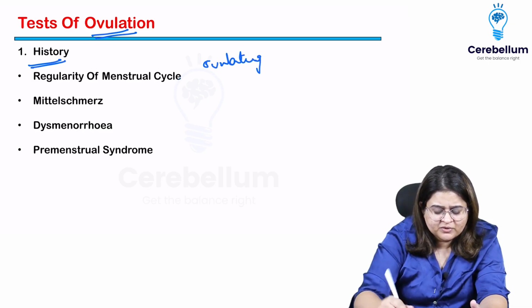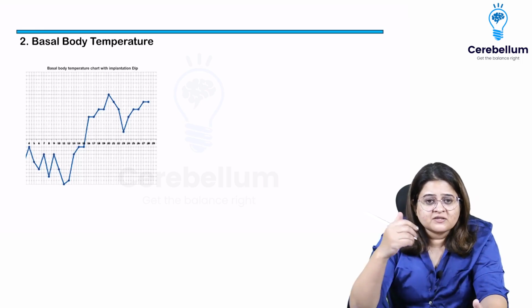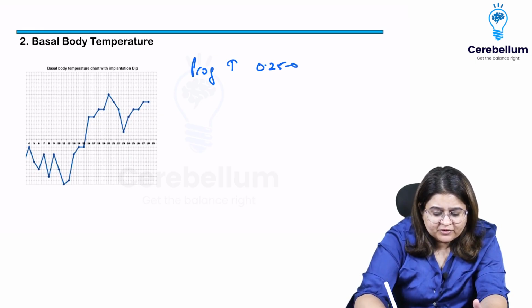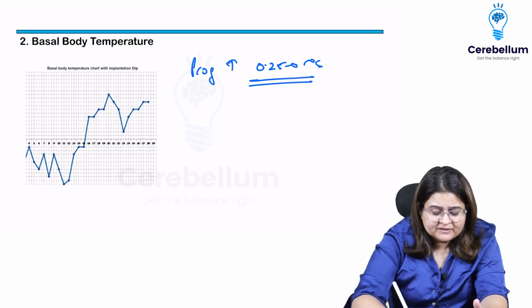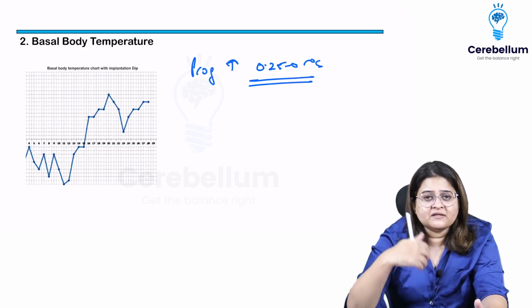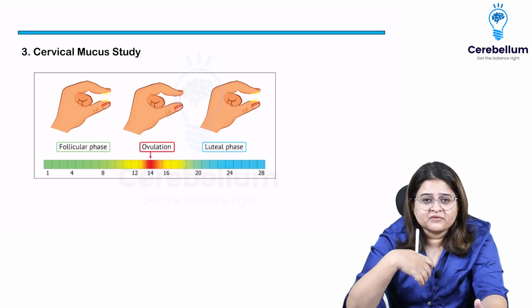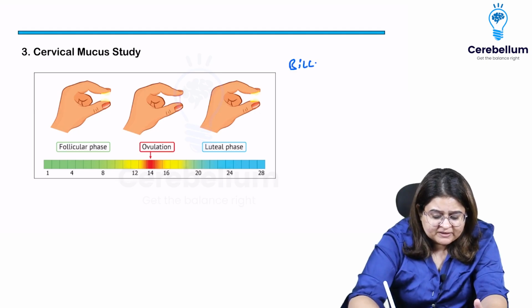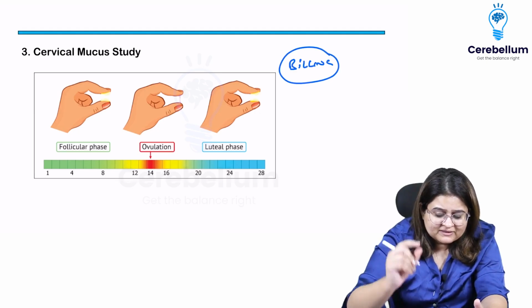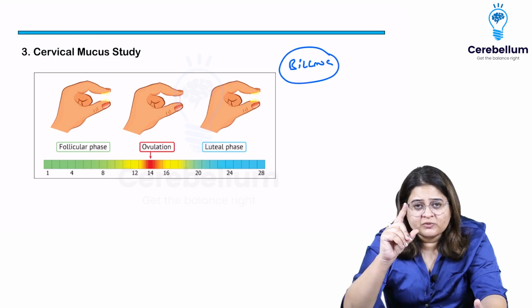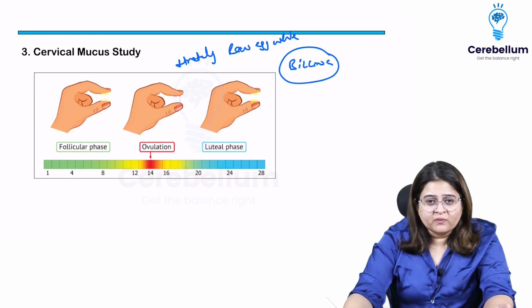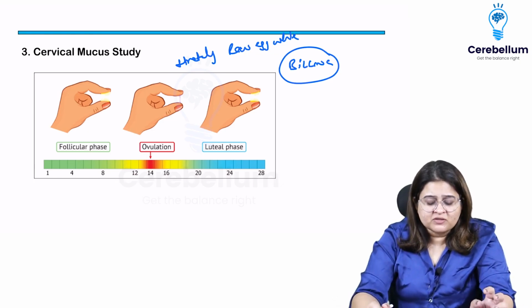But if you have a doubt, then you can ask her to check her basal body temperature. Progesterone is going to increase her temperature by 0.25 to 0.5 degrees Celsius. At the time of ovulation, progesterone increases and her basal body temperature will increase. Similarly, cervical mucus study or the Billings method: at ovulation, the cervical mucus consistency changes. It becomes thick and stretchy like raw egg white. This is called the Billings method or cervical mucus study.